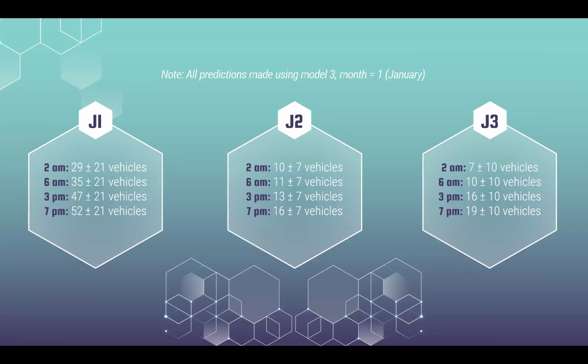And then junction 3, we have the 2 a.m., 6 a.m., 3 p.m., and 7 p.m. times as well, with 7 plus or minus 10 vehicles for 2 a.m., 10 plus or minus 10 vehicles for 6 a.m., 16 plus or minus 10 vehicles for 3 p.m., and 19 plus or minus 10 vehicles for 7 p.m.